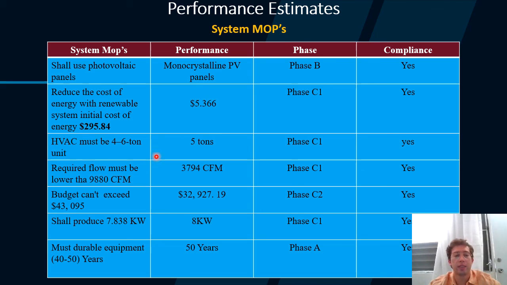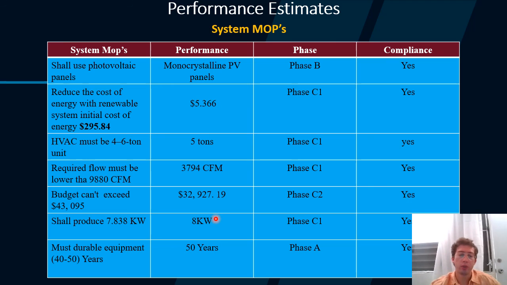For the HVAC system, it must be a 4 to 6 ton unit, and when we made our load calculation, we concluded that we can run our system with a 5 ton HVAC system. That's from phase C1. The required flow must be lower than 9,880 cubic feet a minute, and when making the calculations, we obtained 3,794 cubic feet per minute. For the budget, we can't exceed $43,000, and our ultimate budget was $32,927.